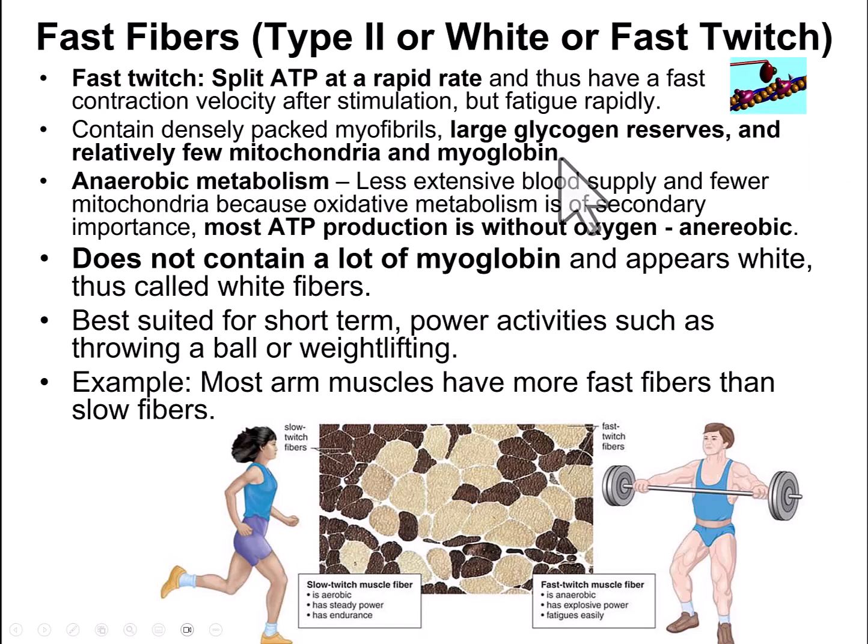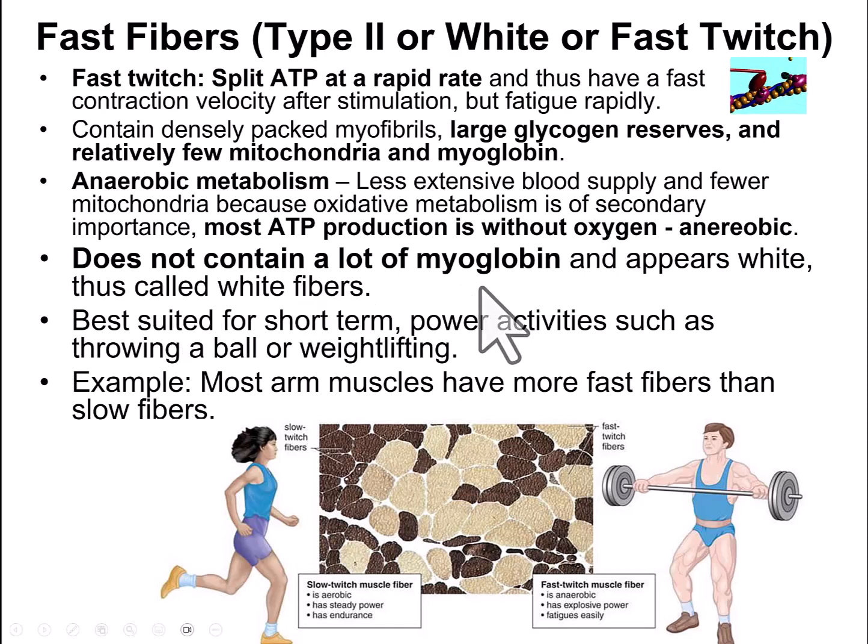They have large glycogen reserves and relatively few mitochondria and myoglobin because they primarily use anaerobic respiration. Since they're primarily using anaerobic respiration to make their ATP, they have less extensive blood supply and fewer mitochondria because oxidative metabolism is of secondary importance. They still use oxygen to make ATP. It's just not as prevalent as using anaerobic respiration. Most of the ATP production is without oxygen, or anaerobic.